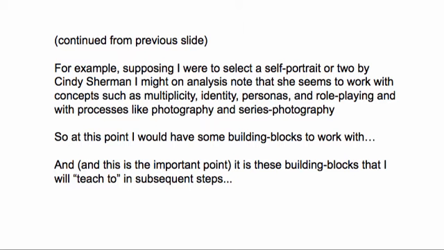So again, the things I'm teaching to here are the concepts of multiplicity, so I could be becoming familiar with that concept, because that's what I'm teaching. I'm not really teaching about this artwork. I'm teaching about the building blocks that went into making it. So if multiplicity is one of those building blocks, I'm teaching to that. So I've got my subject matter laid out: multiplicity, identity, personas, etc. These are one level beneath the surface.